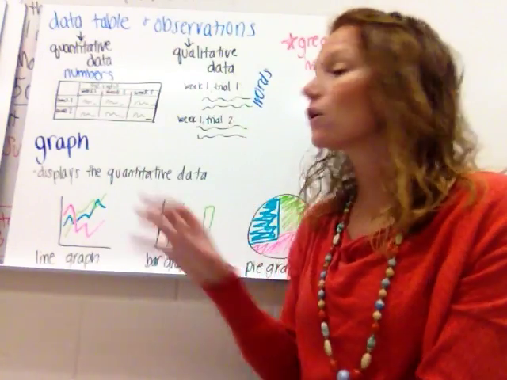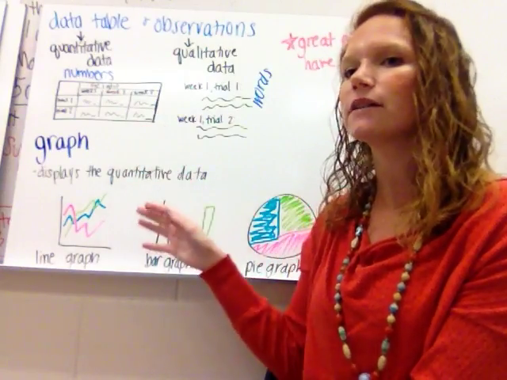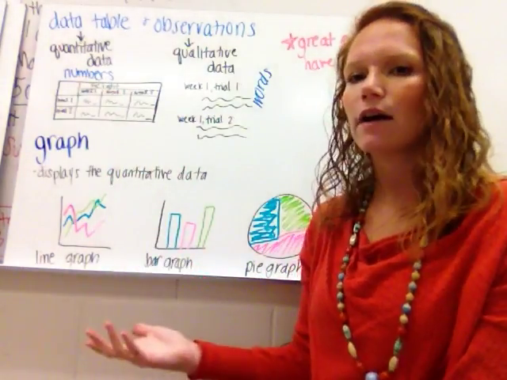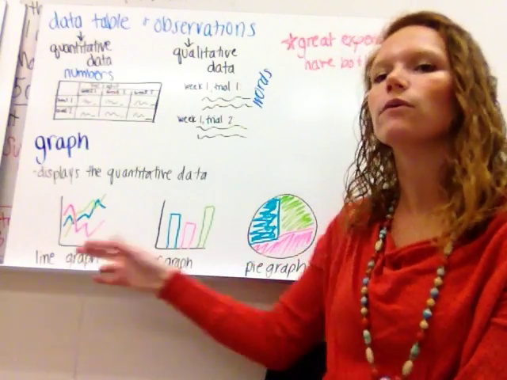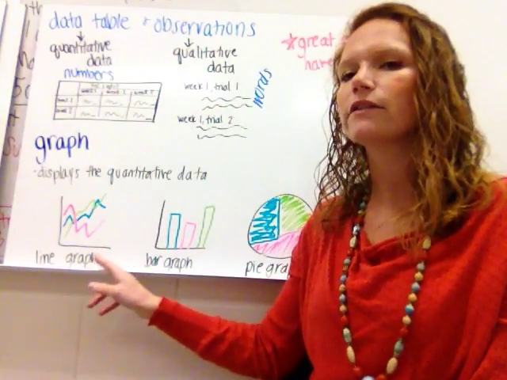Then you display the quantitative data. You display the numerical data in a graph form. And you've got a couple different graphs you can use. These are just a few: line graph, bar graph, and pie graph. Most often in science you'll see line graphs, but bar graphs and pie graphs have their place as well.